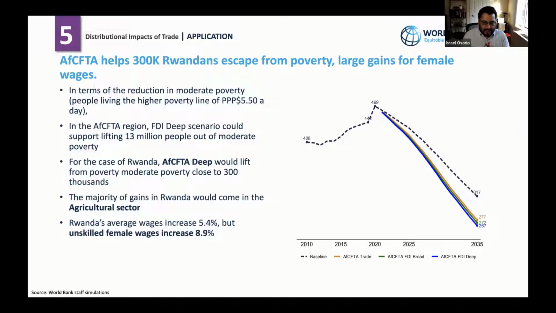One of the things that is important when doing this type of work at the national level is that the baseline is very important for the measurement of poverty. So usually what we take is the growth rate from the SSPs.